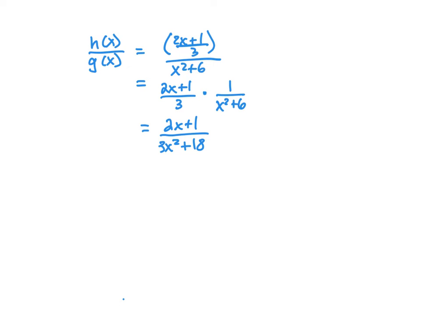At this stage, I can't really simplify this anymore. Sometimes you can, but in this case, I cannot. However, if I had a polynomial being divided by a polynomial, I would always check to see whether there is a chance that what I'm dividing by is a factor of the top polynomial. In this case, that is not the situation, so we leave it simply as 2x plus 1, all divided by 3x squared plus 18. And that's how we do division.